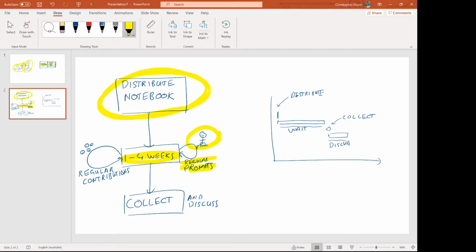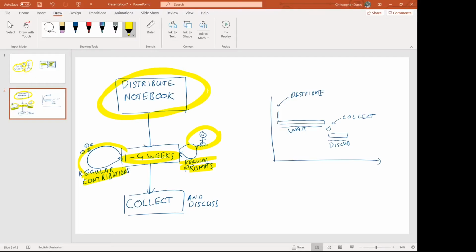And then at the same time, during this waiting period, the audience gives some regular contributions to their notebook. That's why they carry the notebook around, so that they can jot down ideas as they have them. Try not to inundate the audience with reminders. While they might appreciate the occasional prompt, if you do it too often, it'll just be dismissed as spam, like spam email. So I'd recommend, if it's 1 week, maybe 3 or 4 times. If it goes on for 4 weeks, maybe twice a week might be a good idea.